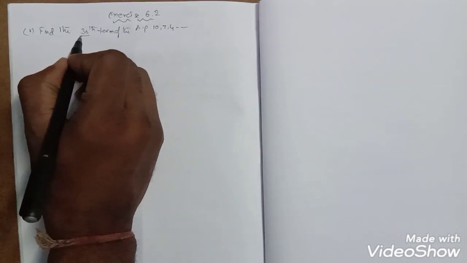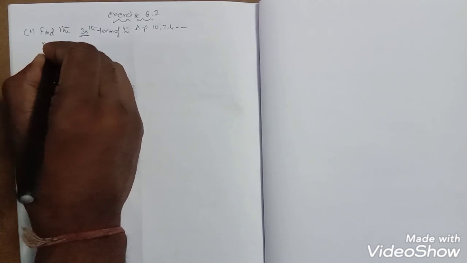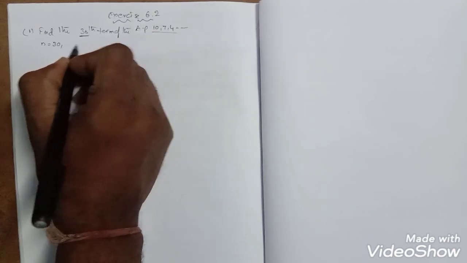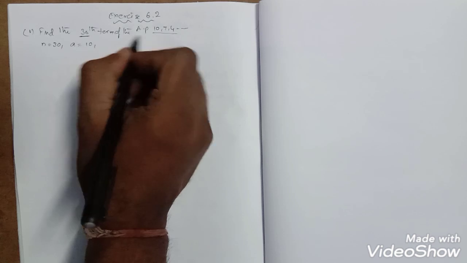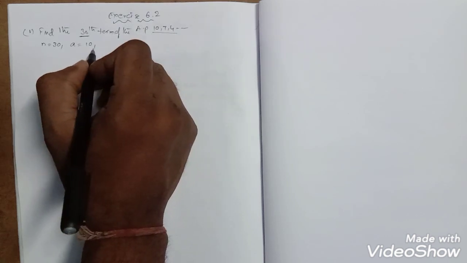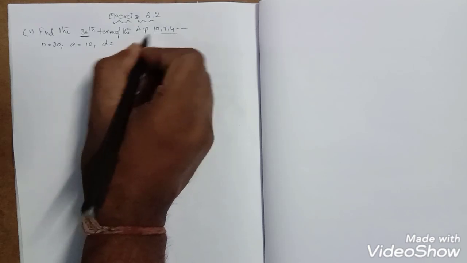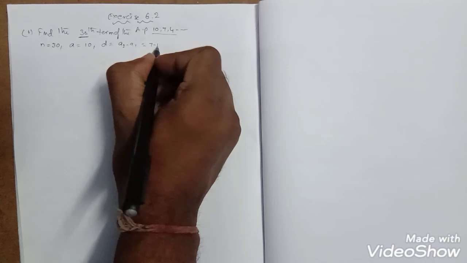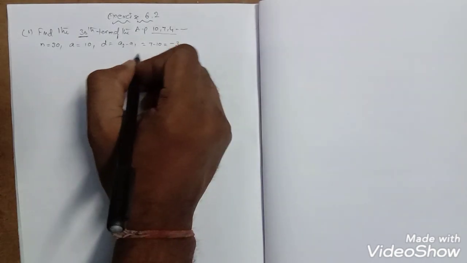So here they have already mentioned that we have to find the 38th term. So here the n value is given as 38, and from the series you find a, that is, a is nothing but 10, as we know that the first term of the series is a, and the difference d is nothing but a2 minus a1, where a2 is 7, so 7 minus 10 is nothing but minus 3. So like this we are finding the value of d.